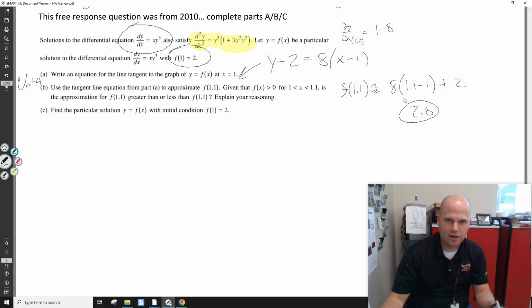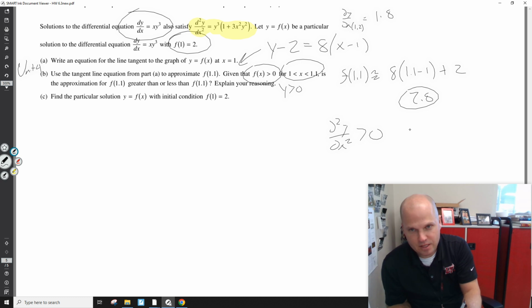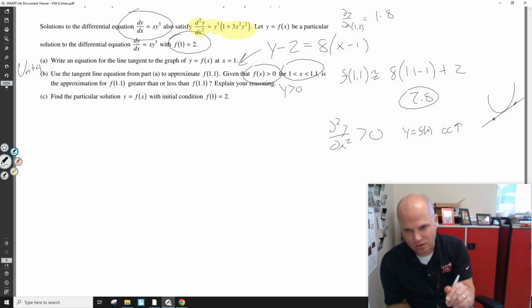Is this over or under? Well, my second derivative has positive y's for x's that are positive. If I plug in a positive y and positive x's, my second derivative is positive. That means y equals f of x is concave up, so the y values on my tangent line are under the y values of my curve. This is an under approximation. So 2.8 is less than the actual value of f of 1.1.